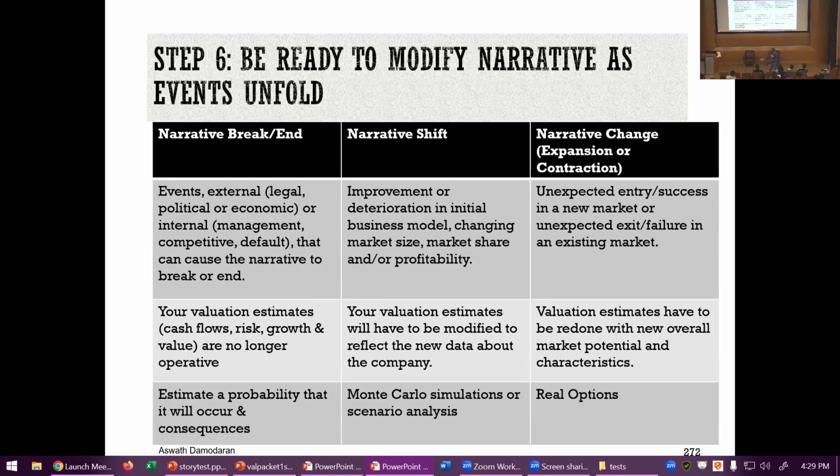Final component of this, you tell a story for your company. The story looks good. Can the story change? Yes. It could shift. It could even break. Let's take the story break first.